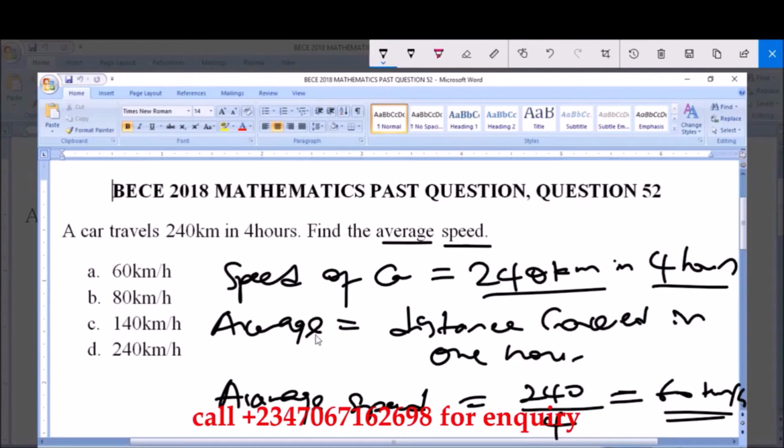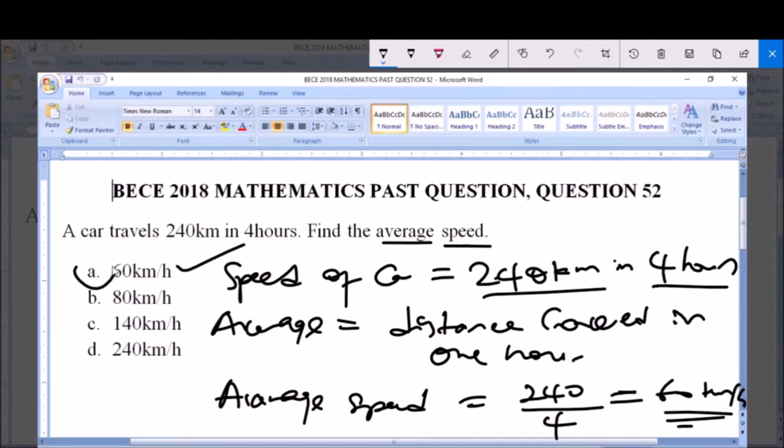Remember, we are asked to find the average speed, that is the distance covered in 1 hour. The car covered what? 240 kilometers in 4 hours. That means it can cover what? 60 kilometers in 1 hour. So therefore the average speed of the car is 240 divided by 4, which will give us what? 60 kilometers per hour. So the answer to this question is option A, 60 kilometers per hour.